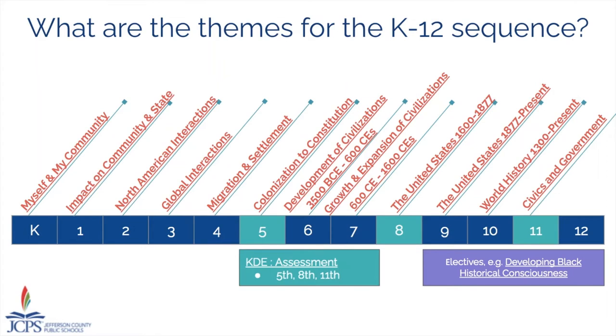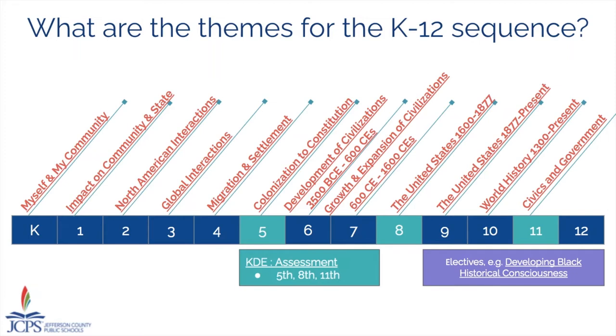Here we see the themes for a K-12 sequence. Now, for Jefferson County, 9, 10, and 11 are different. They were created from a bundling of the standards to create those courses. Everyone else across the state, K through 8, has the exact same theme. Here we see that the assessment years will be 5th grade, 8th grade, and 11th grade. 5th grade will include standards K through 5. 8th grade will include standards 6 through 8.